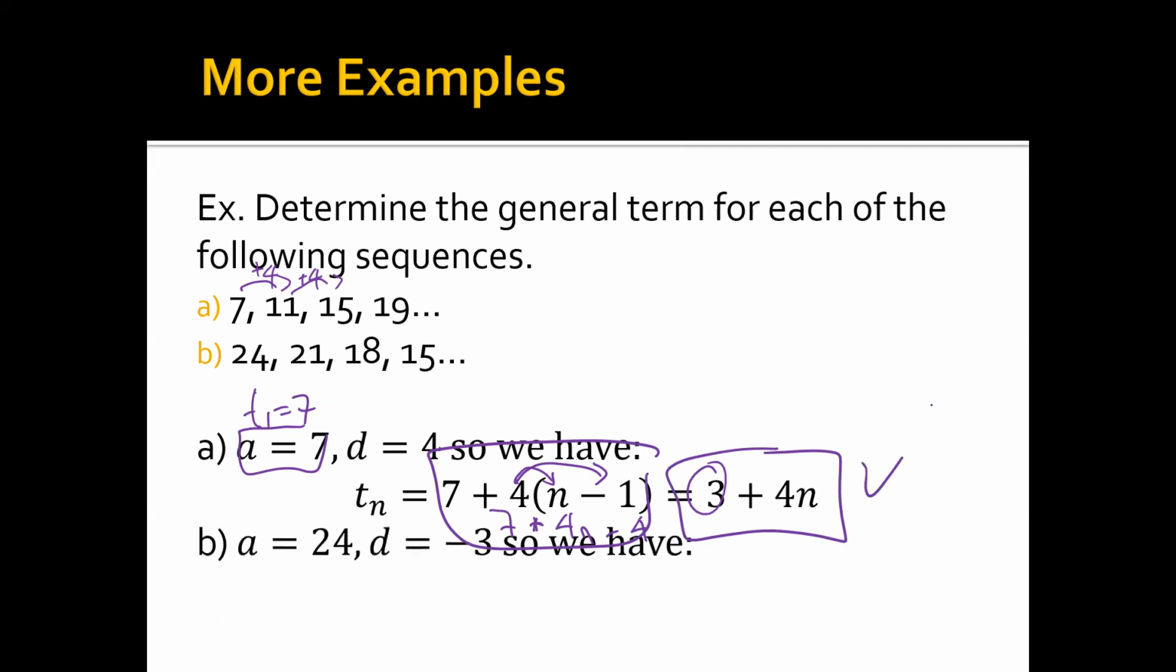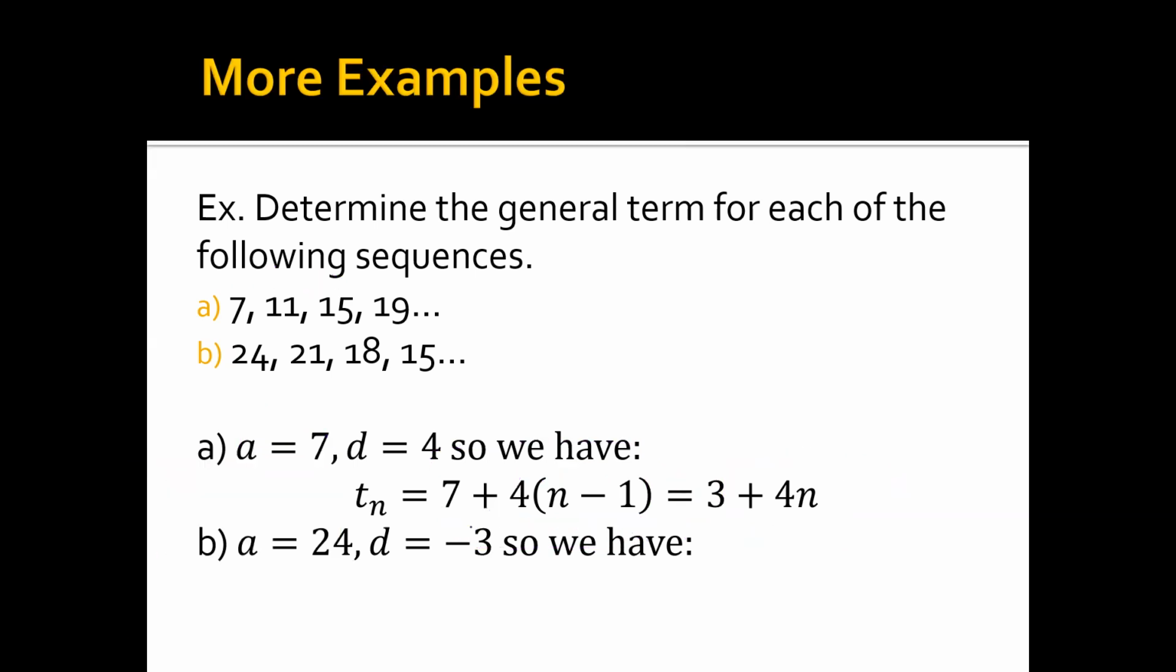That's fine. For the next part, we're given that the initial number is 24. The d value is -3. So how could I find the general term here? Well, again, why is it -3? I want to make sure we understand that. It's going to be -3 in this case because we know that we're going to be decreasing. We're subtracting 3 each time. So because the values are decreasing, we make sure that the common difference is negative.